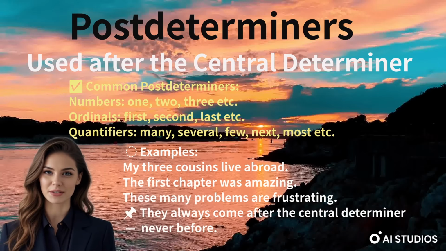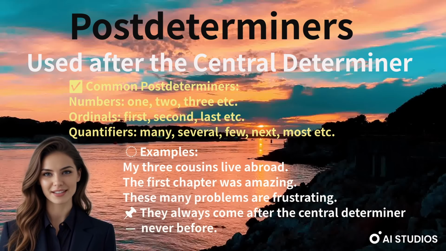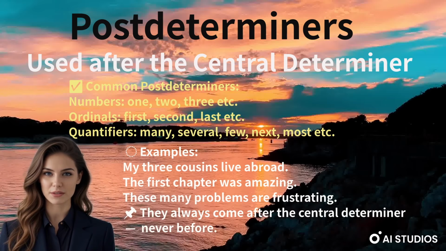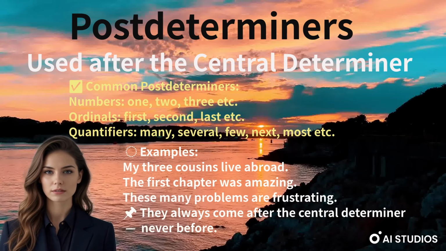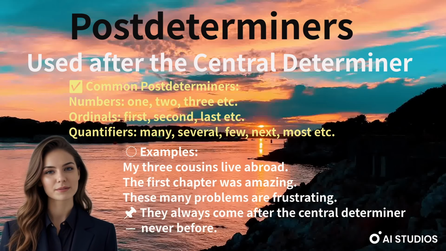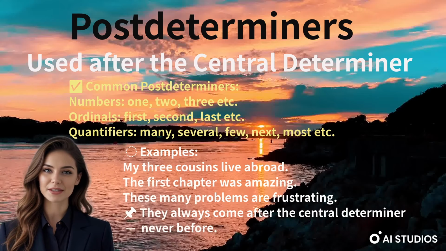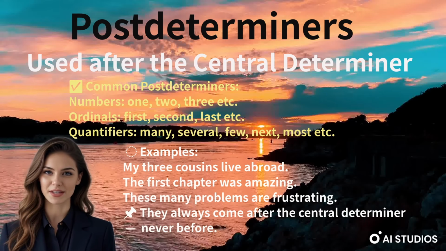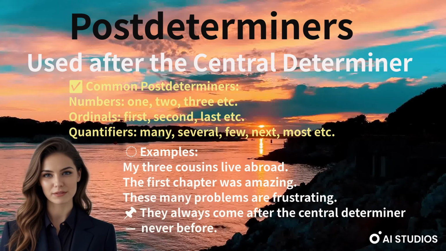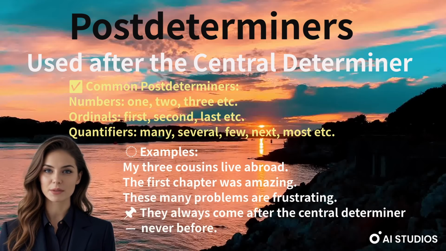Next comes the postdeterminer. These words appear after the central determiner and add info about number, order, or quantity. Common postdeterminers: numbers, 1, 2, 3, etc. Ordinals: first, second, last, etc. Quantifiers: many, several, few, next, most, etc. Examples: my 3 cousins live abroad. The first chapter was amazing. These many problems are frustrating. They always come after the central determiner, never before.